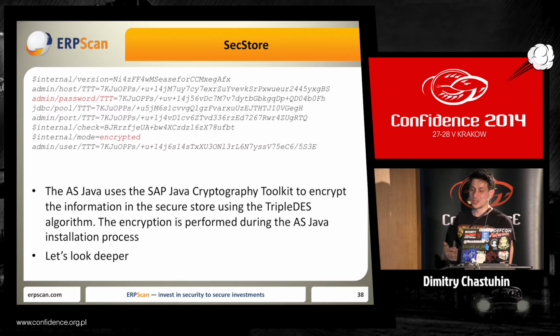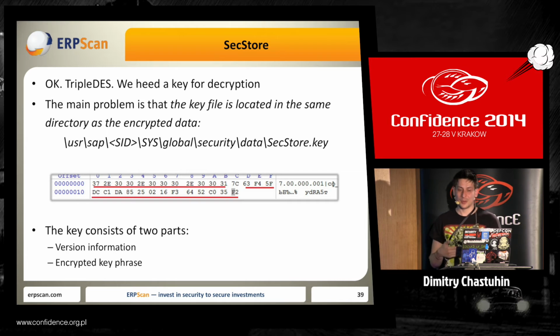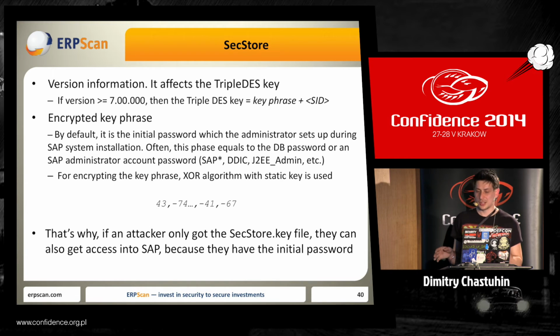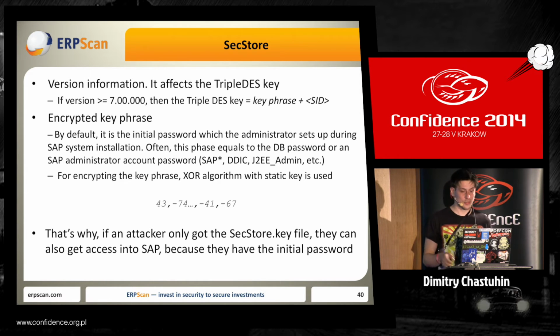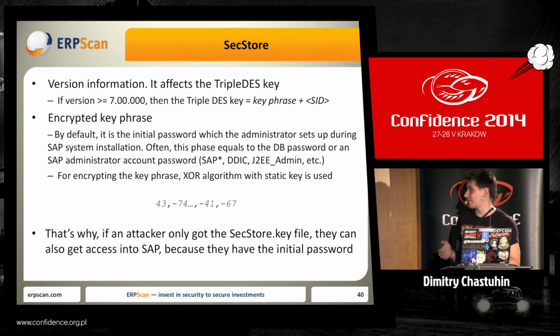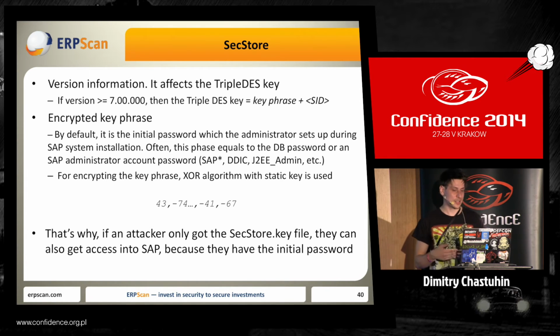Our research shows that for encryption, SAP uses the Triple DES algorithm. Probably we need a key to decrypt this. Let's look. The main problem of Java Security Storage is that the key file is located in the same directory as the encrypted data, in the file secstore.key. If we look deeper at this file, we see it consists of two parts. First, version information, and second, the encrypted key phrase. Version information is very important because depending on the version, the Triple DES key may change. For example, if the version is above 7.0, the key equals the key phrase plus the SID of SAP.